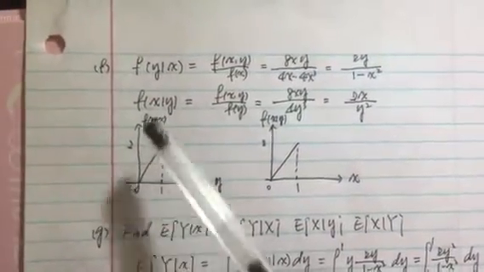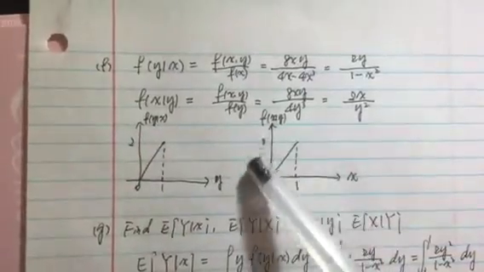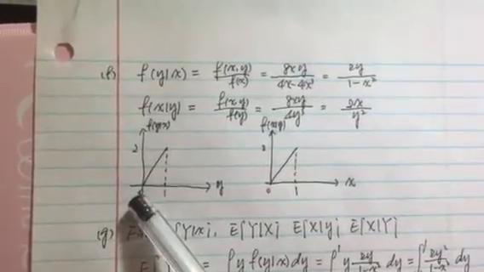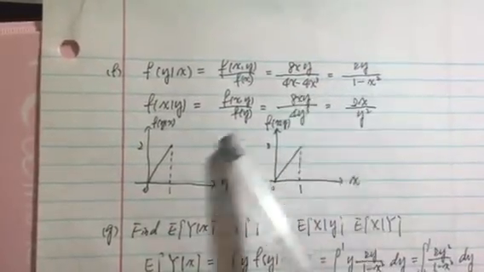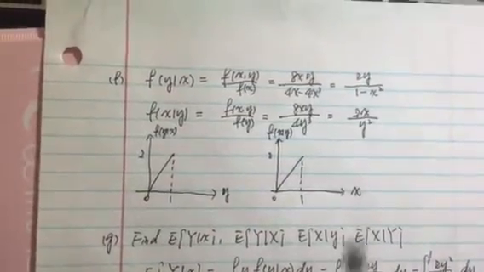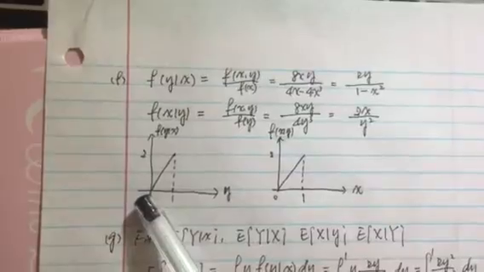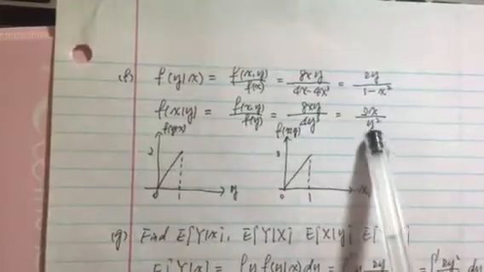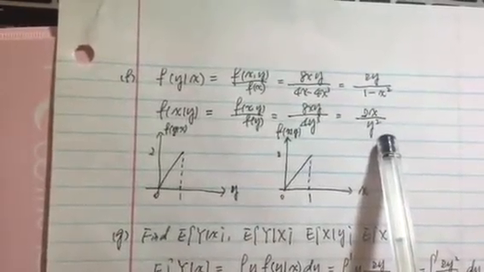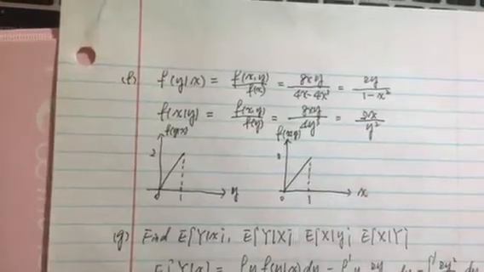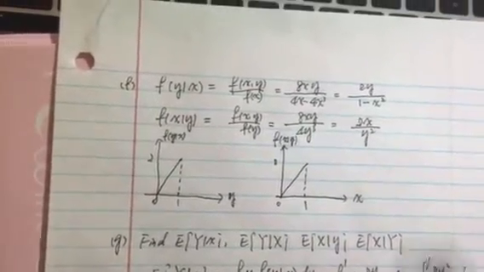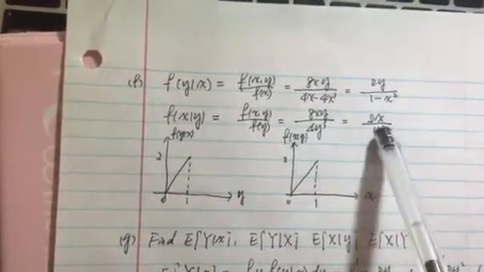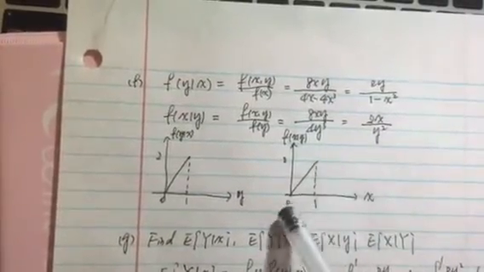And this plot is for f_Y given x. This plot is for f_X given y. When x is 0, we know that the graph is just 2y. And when y is 1, we know that the graph is just 2x. So it looks like this.